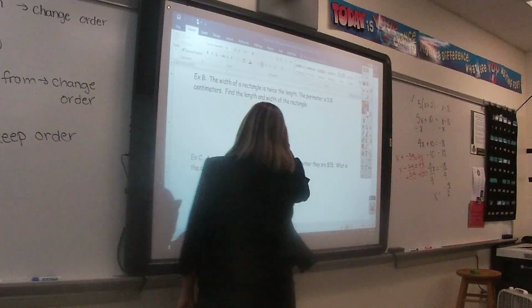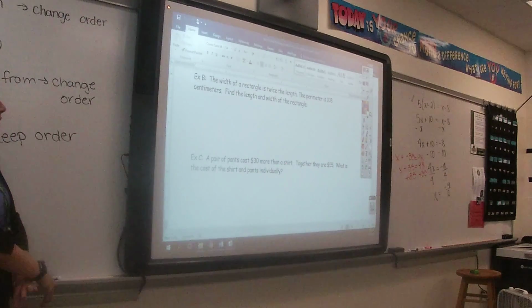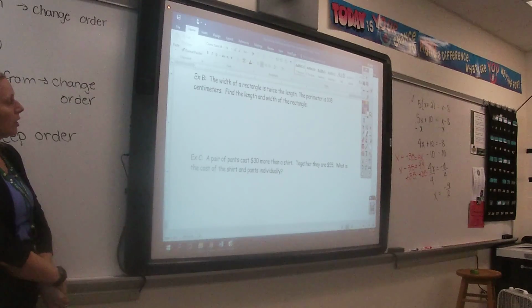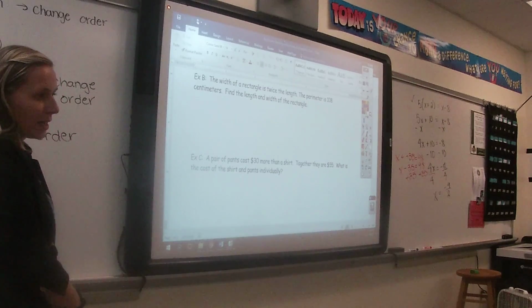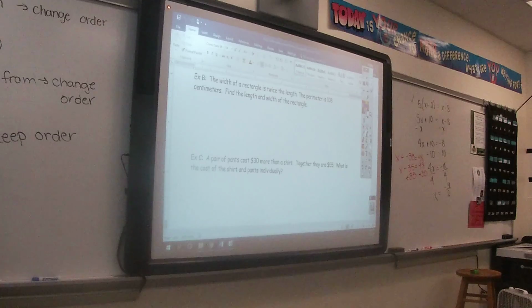The width of a rectangle is twice the length. The perimeter is 108 centimeters. Find the length and width of the rectangle. Okay, so first thing, what is this problem asking us to find? The length and the width.